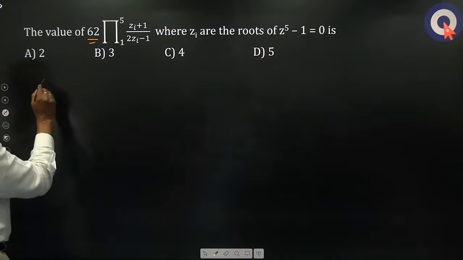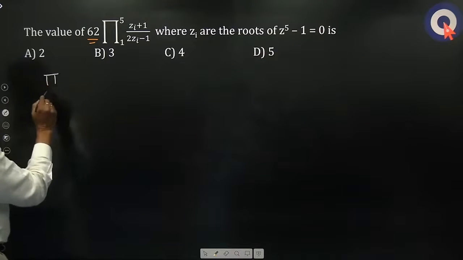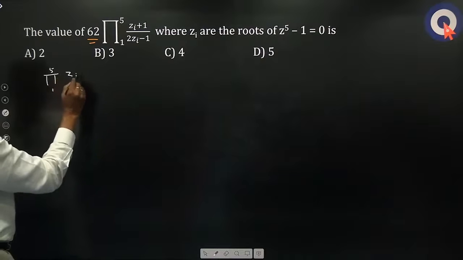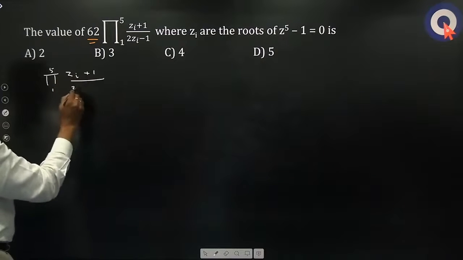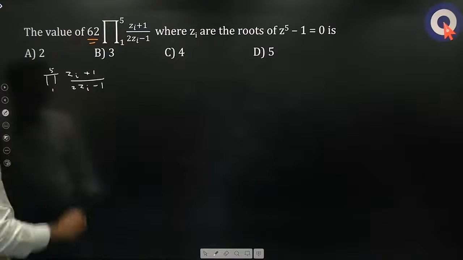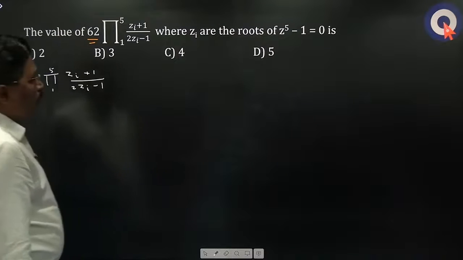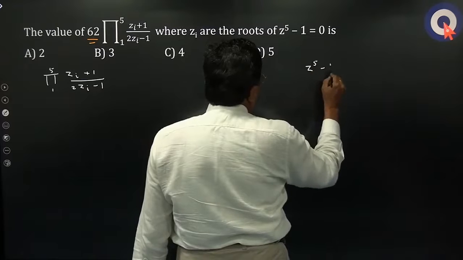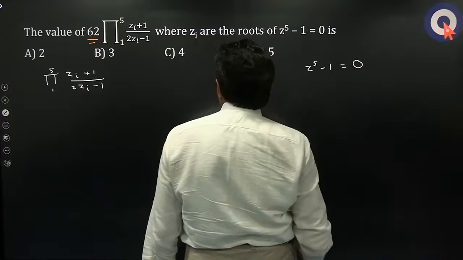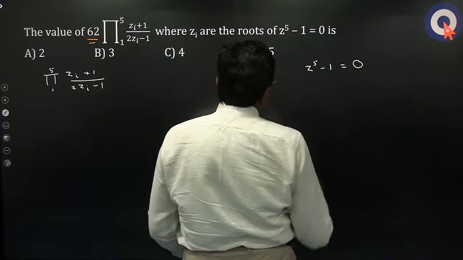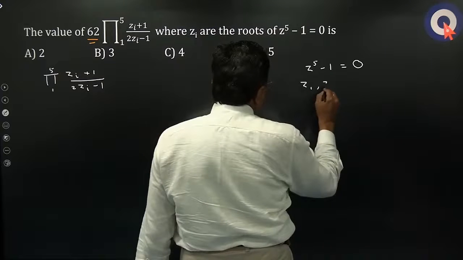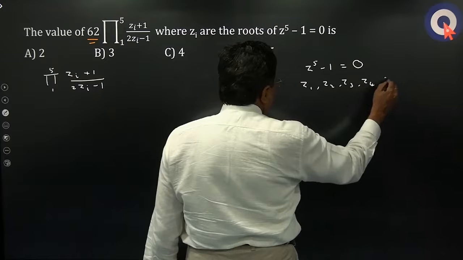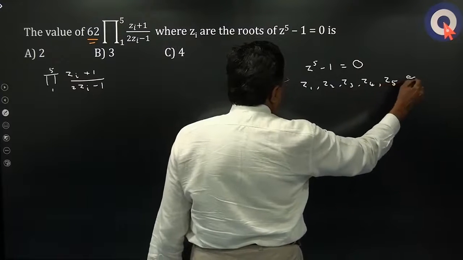So here, the product for i equals 1 to 5 of (zi plus 1) by (2 zi minus 1). Now you see, for the polynomial equation z power 5 minus 1 equals 0, z1, z2, z3, z4, z5 are the roots.